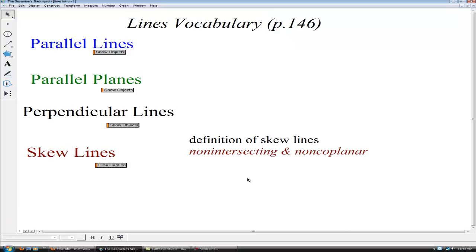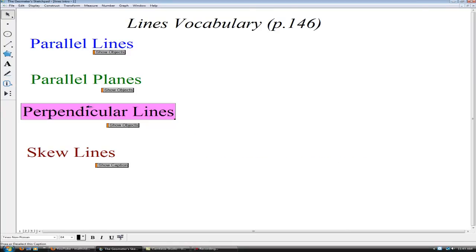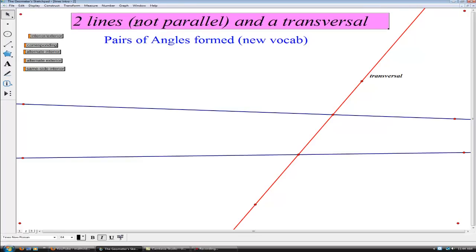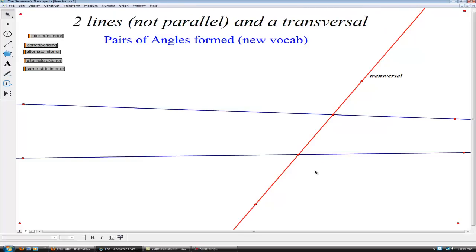Skew lines are non-intersecting, non-coplanar. The two that we really need. Alright, these vocabulary terms are on page 147. What happens when we introduce a new line called a transversal? And the transversal here is red. The transversal intersects two other lines. Keep in mind that we do not have parallel lines at the moment.